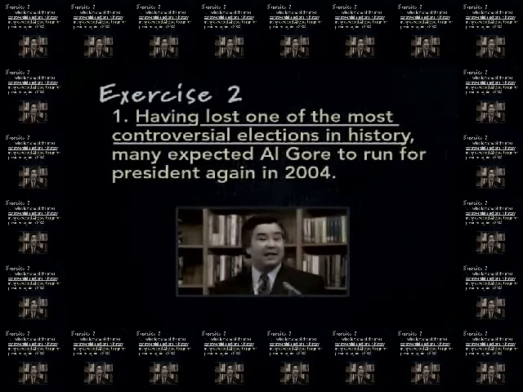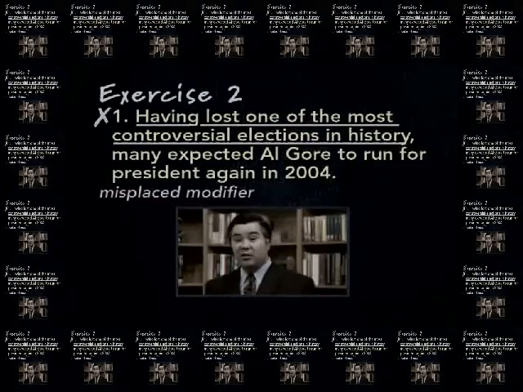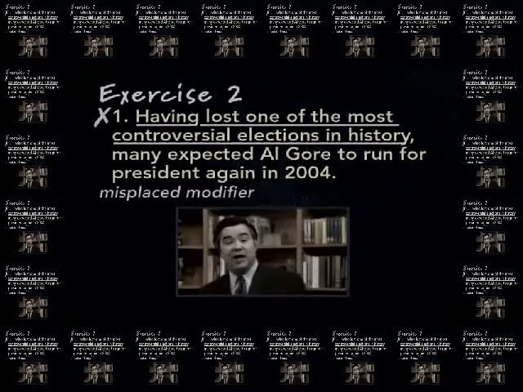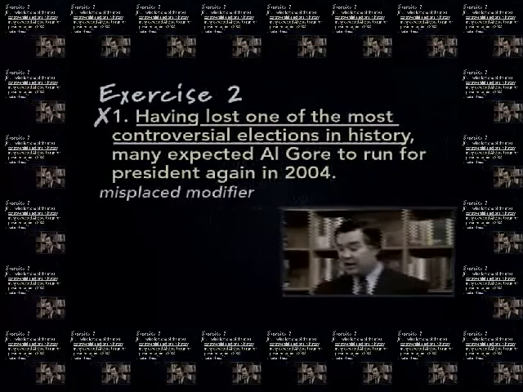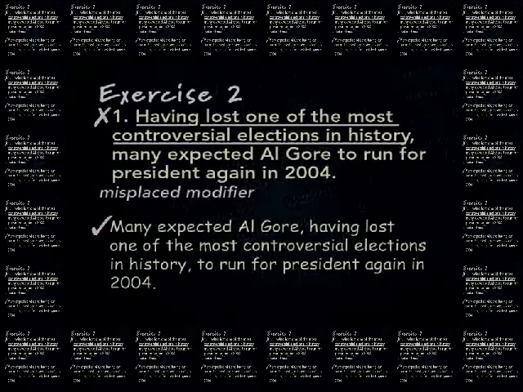Now, as with many of these kinds of sentences, there's more than one way to fix it. This is technically a misplaced modifier. The modifying phrase should be next to Al Gore. So one way to fix it would be to simply move the entire phrase next to Al Gore, in which case the sentence might read like this. Many expected Al Gore, having lost one of the most controversial elections in history, to run for president again in 2004.